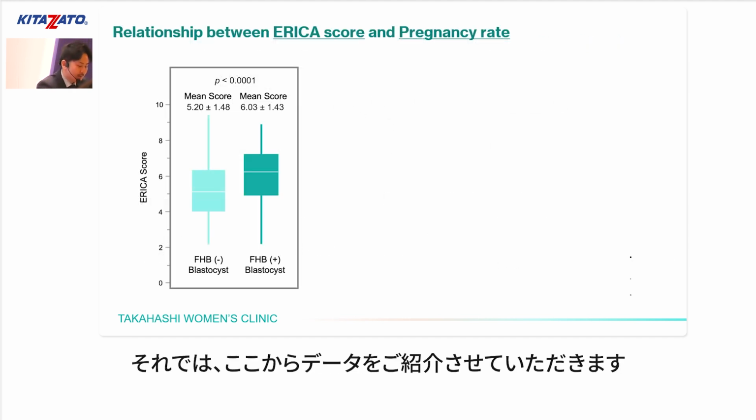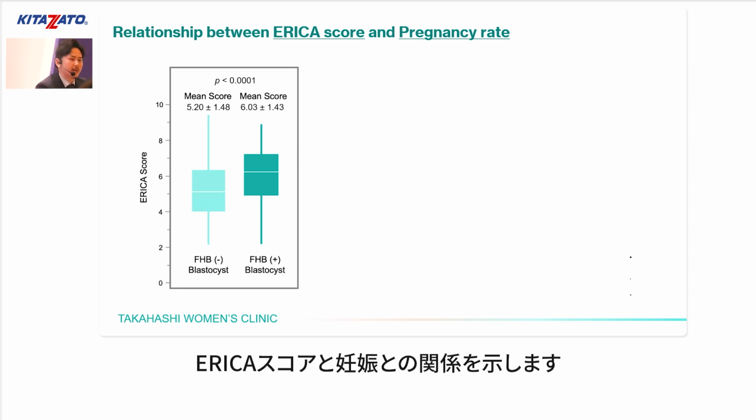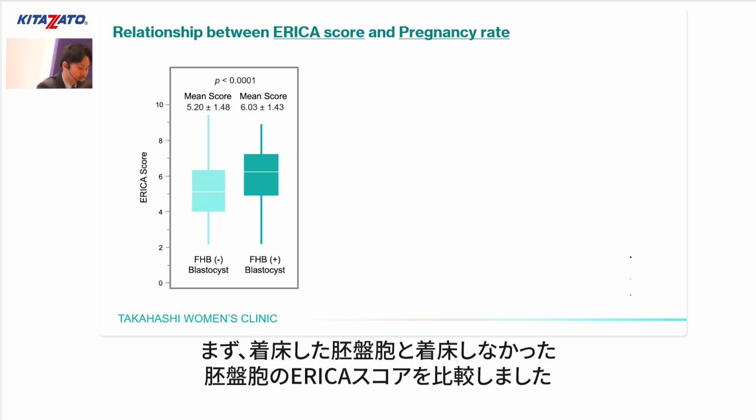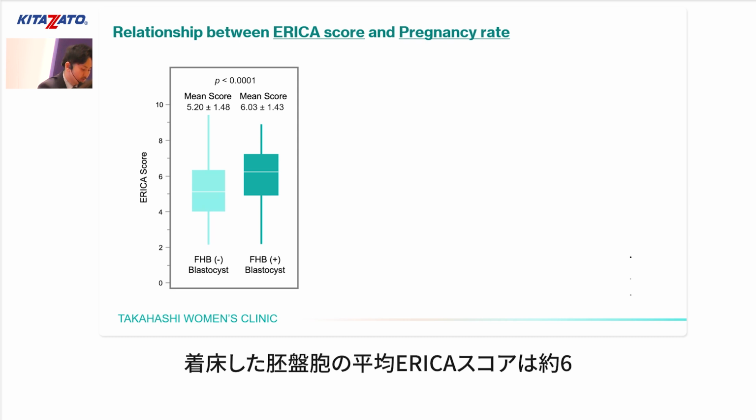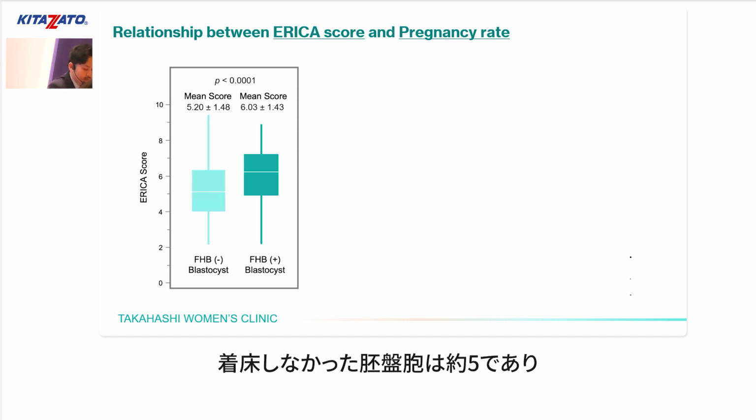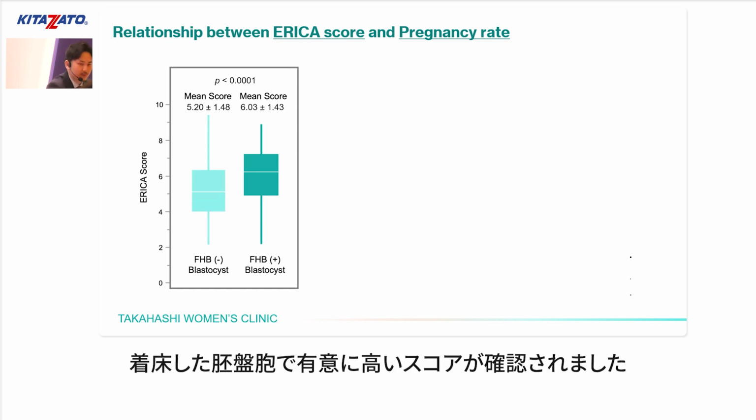From here, I'll show you the relationship between ERICA score and pregnancy. First, we compared ERICA score between pregnant and non-pregnant blastocysts. The mean ERICA scores for pregnant and non-pregnant were 60 and 52, with a significantly higher score for pregnant embryos.